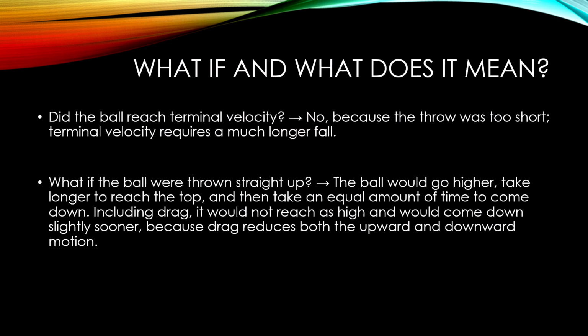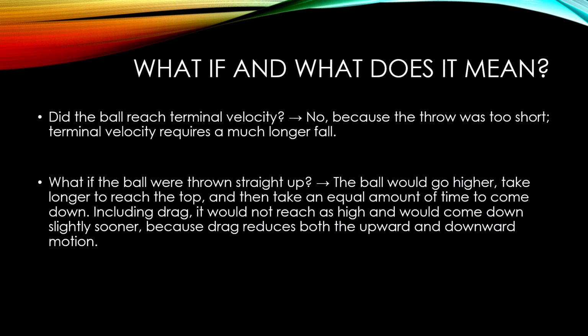In this experiment, the ball did not reach terminal velocity. Terminal velocity happens when the downward pull of gravity is exactly balanced by the air resistance, so the net force is 0. But since my throw only lasted a fraction of a second, there wasn't enough time for drag to build up and balance gravity. That's why the ball kept accelerating downward instead of leveling off.